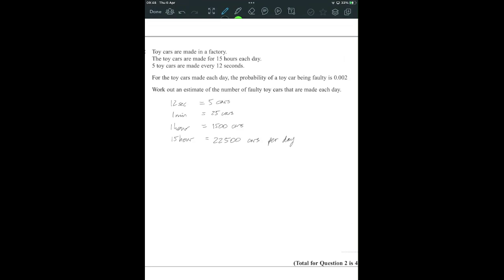Well, we wanted to know how many faulty, and we're at a rate of 0.002 to find failure rate. So if I multiply that by 22,500, that's giving me 45 faulty per day. 45 out of 22,500 isn't too bad of a rate.